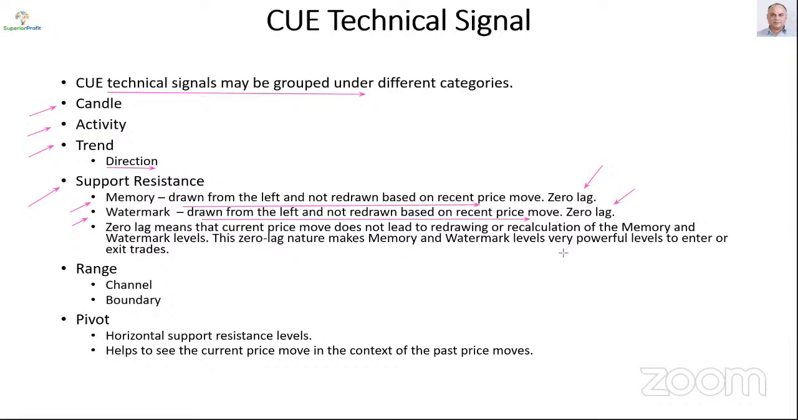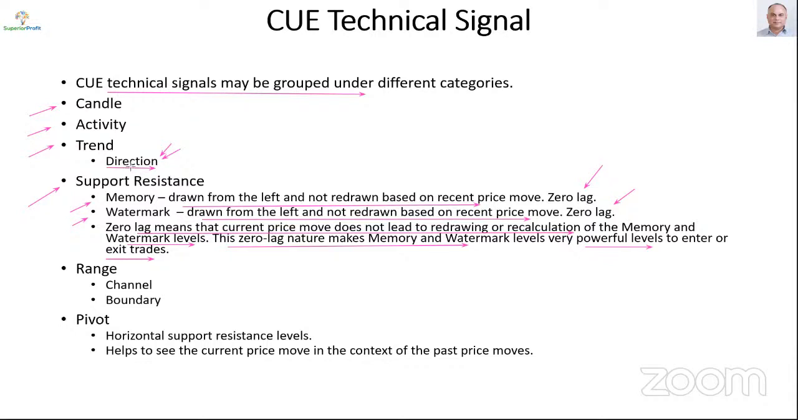them zero lag. So when price is there near the memory watermark resistance, we don't worry about lag. We can respond to price move instantly. Zero lag means that current price move or recent price move does not lead to redrawing or recalculation of the memory and watermark levels. The zero lag nature makes memory and watermark levels very powerful levels to enter or exit trades, which is not so for direction lines, for example, or moving averages or boundary lines.